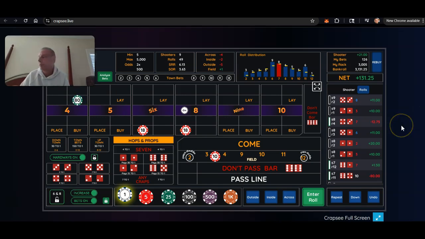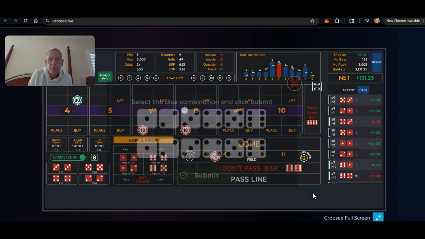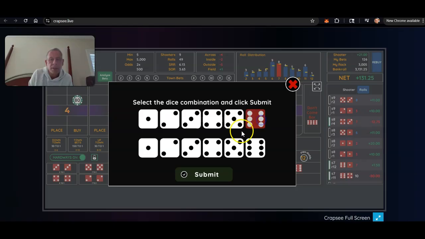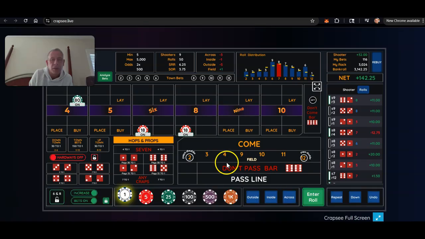Okay. Here we go. 628. So once again, that's a 628. We're going to win on the 8, lose in the field. Let's replace the field right away. Come on. All right. And then we're going to do the reduction, another 10. Here. All right. We're at 142.